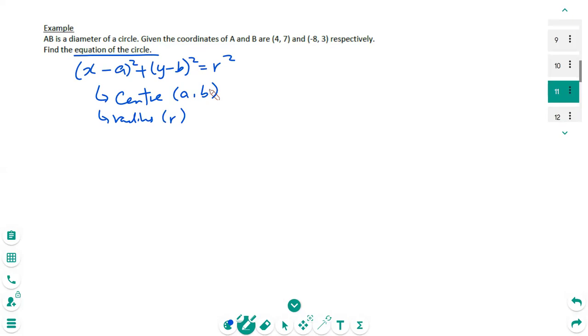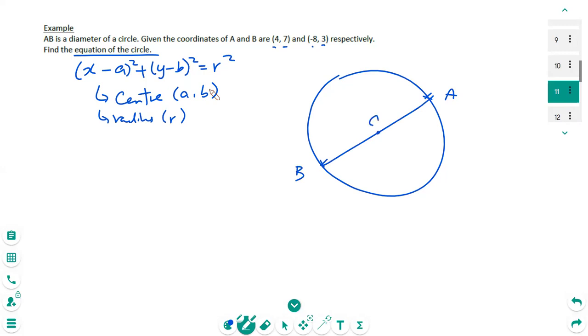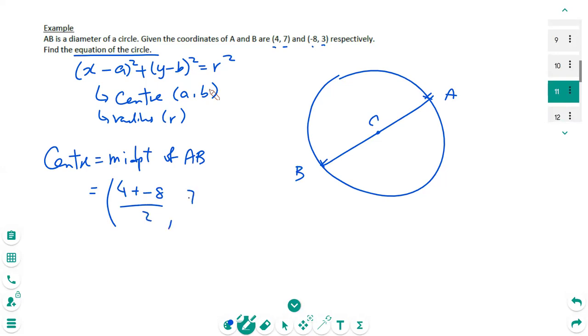If we draw the circle out again, okay? So 7 and 3 means A has to be higher than the B position. And 4 compared to the x coordinate means A must be here, roughly, and B must be here. Okay, so that's the diameter, that's the center. Okay, like a Pokeball. Anyway, to find the center of the circle, the center is the midpoint of AB. So that is 4 plus minus 8, halved, and then 7 plus 3, halved, which is minus 2 and 5. That's the center of the circle.